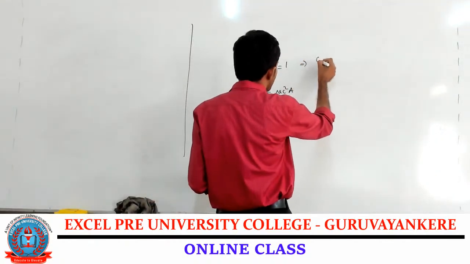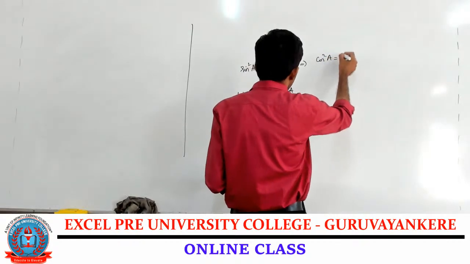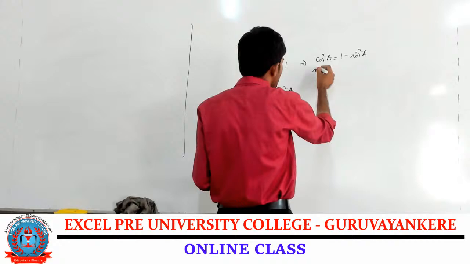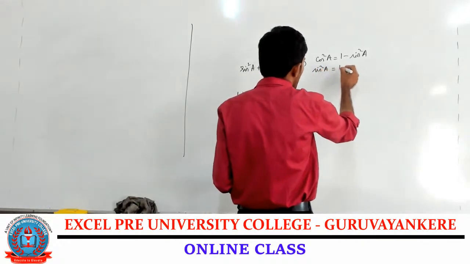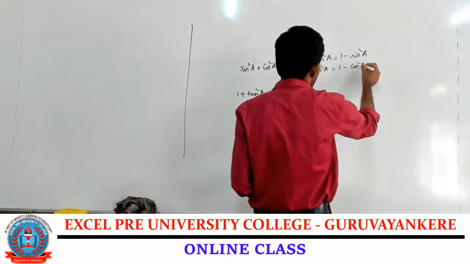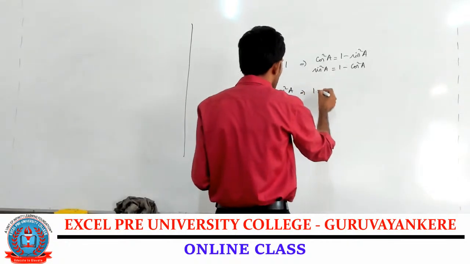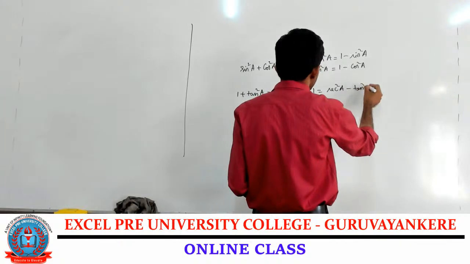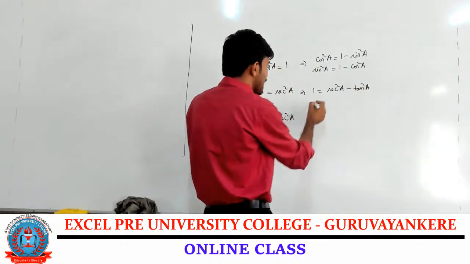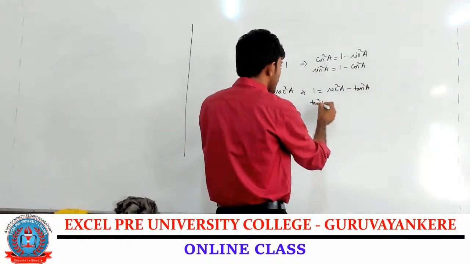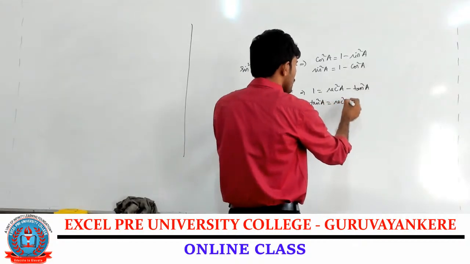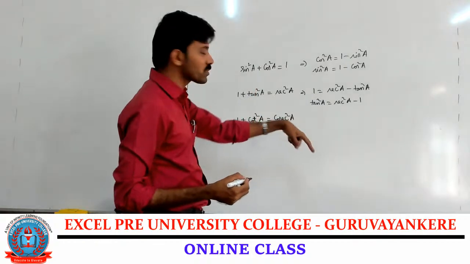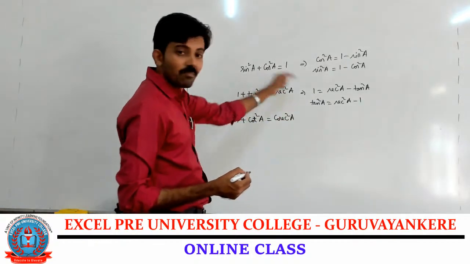Also we can rearrange this. cos²A = 1 − sin²A. sin²A = 1 − cos²A. Here 1 = sec²A − tan²A. Correct? Also tan²A = sec²A − 1. 1 is sec²A − tan²A, and tan²A is sec²A − 1.